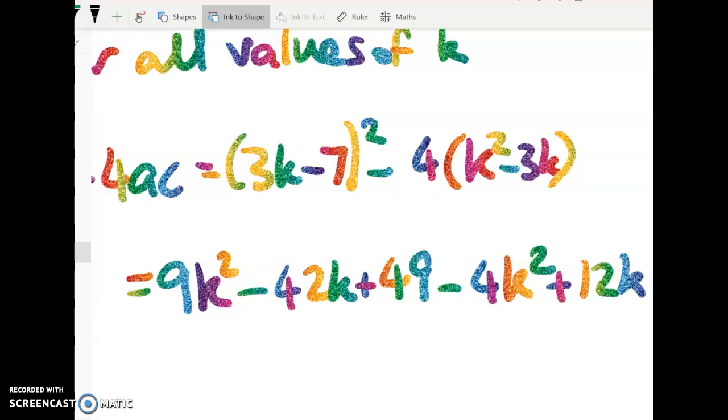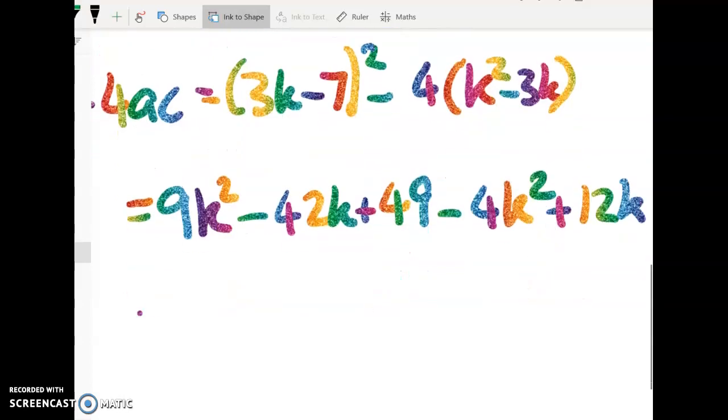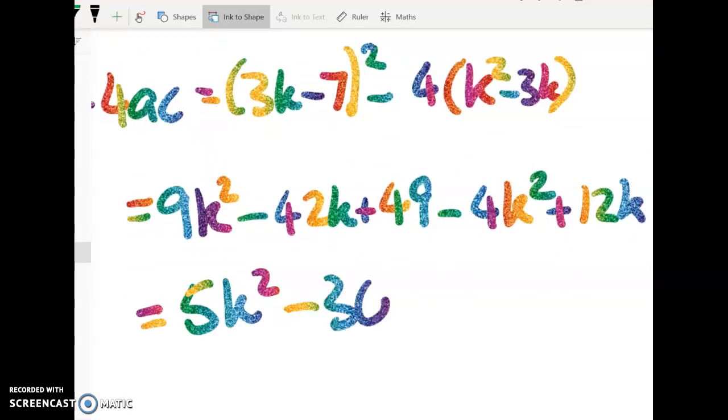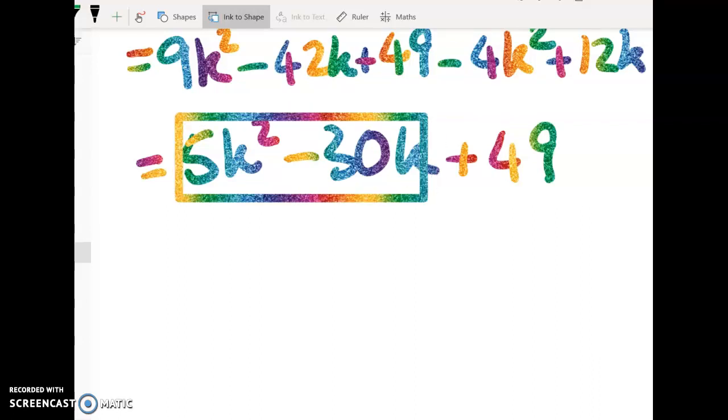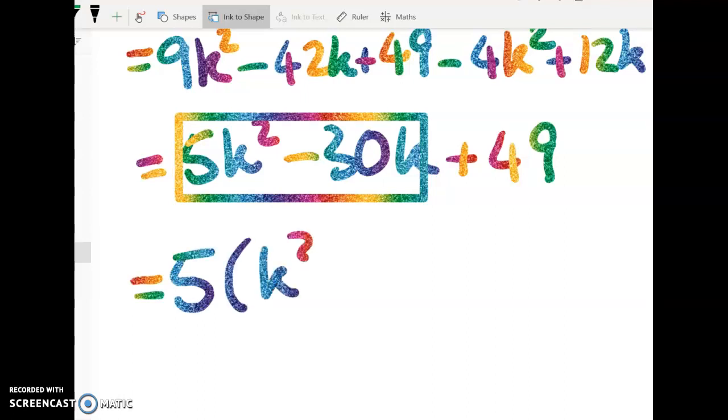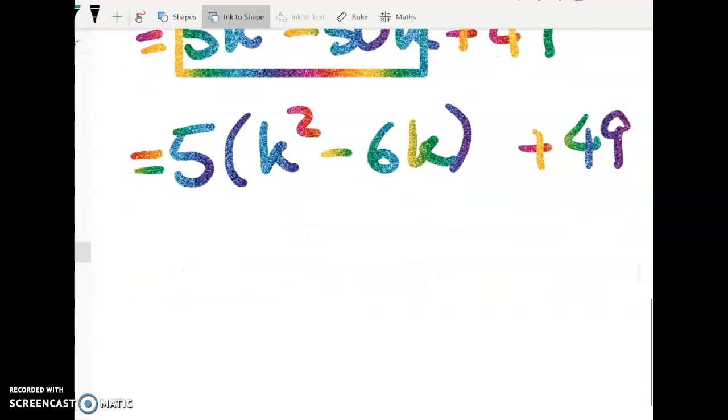So there's my discriminant expression already. Cleaning that up, we get 5k squared minus 30k plus 49. So how are we going to show that that's always positive? Well, there are several different ways to go here, but if you're in my class, you'll know that I love completing the square. So I'm just going to look at those first couple of terms, and take out the common factor of 5. So it's 5 times k squared minus 6k, and just plonk the 49 down out here. We'll deal with that later.